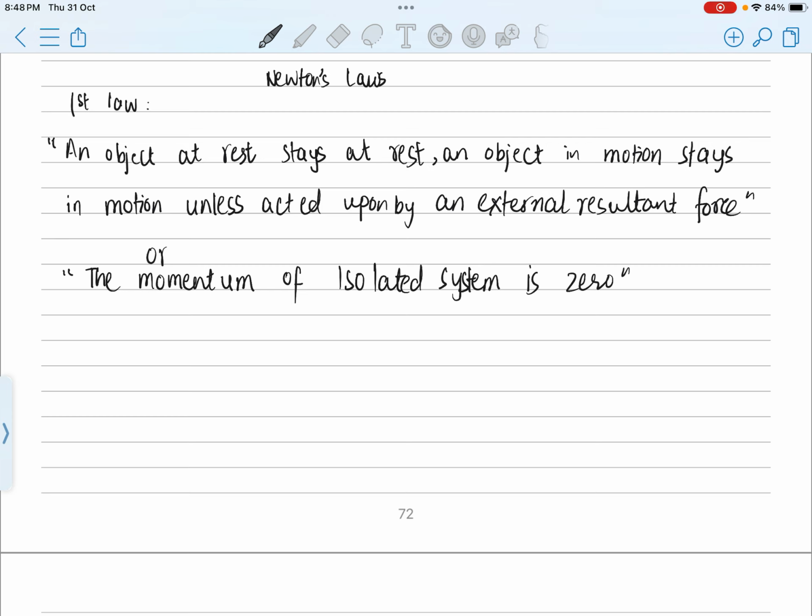There are three laws of motion in Newtonian mechanics. We will look at each of the laws one by one.